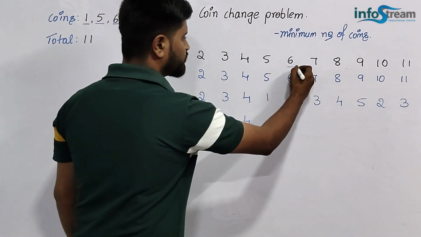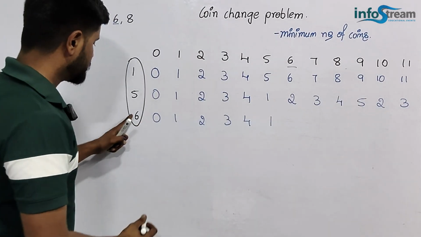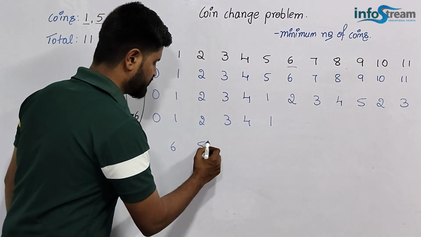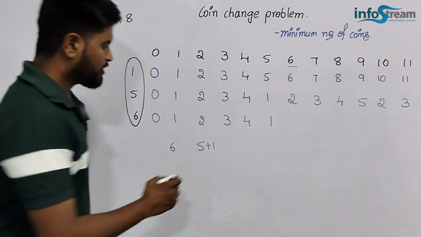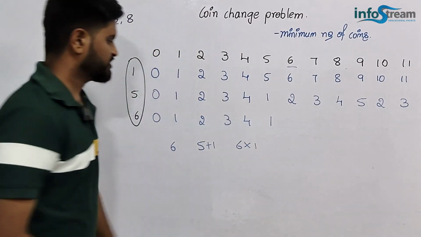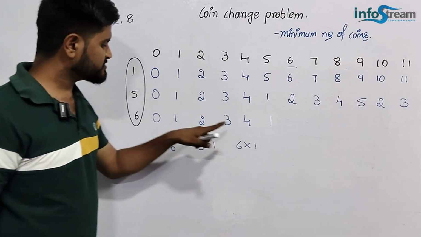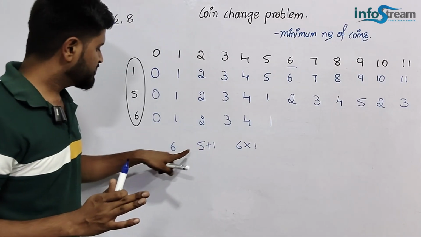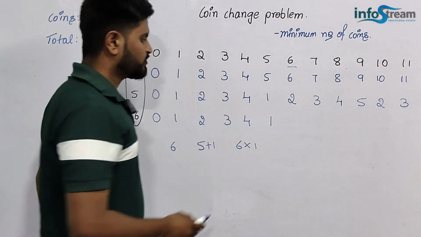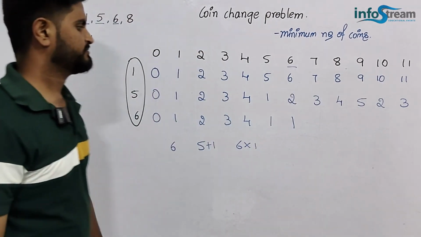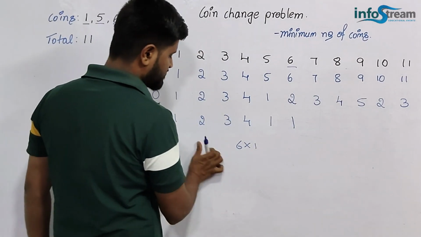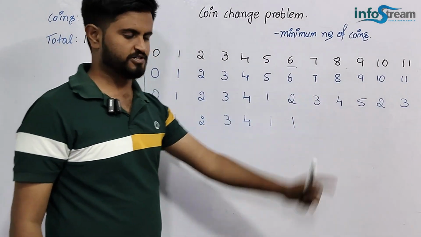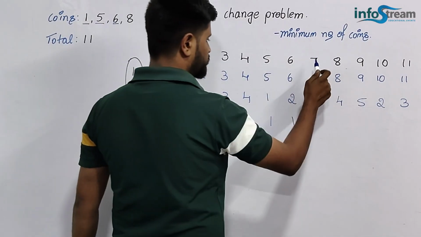Now I want to give 6 rupee change. What are the possible ways? I can just give only 1 6 rupee coin, or I can give 1 5 rupee and 1 rupee coin, or I can give 6 1 rupee coins. Here I am using 6 coins. Here I am using 2 coins, 1 5 rupee and another one of 1 rupee. Here I am using just 1 coin. So I will use only 1 coin. We must use the least number of coins to give the change to the customer. That's all.